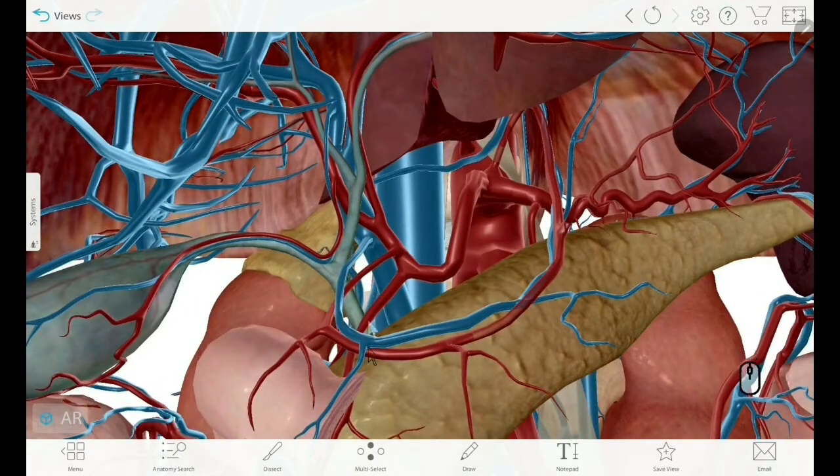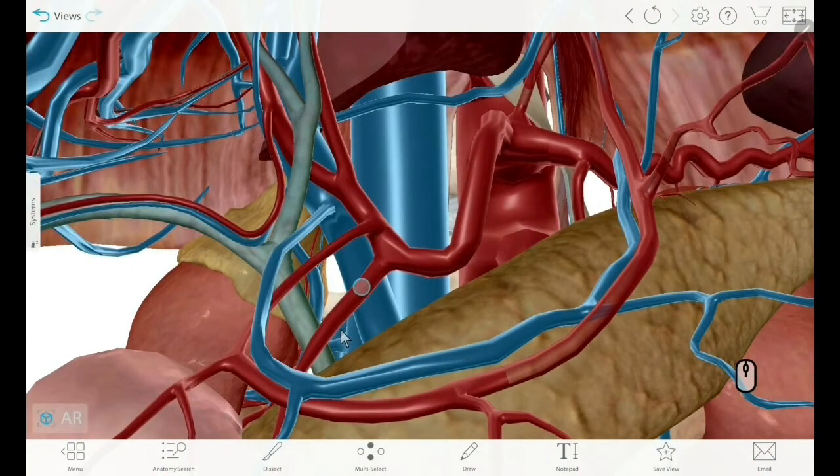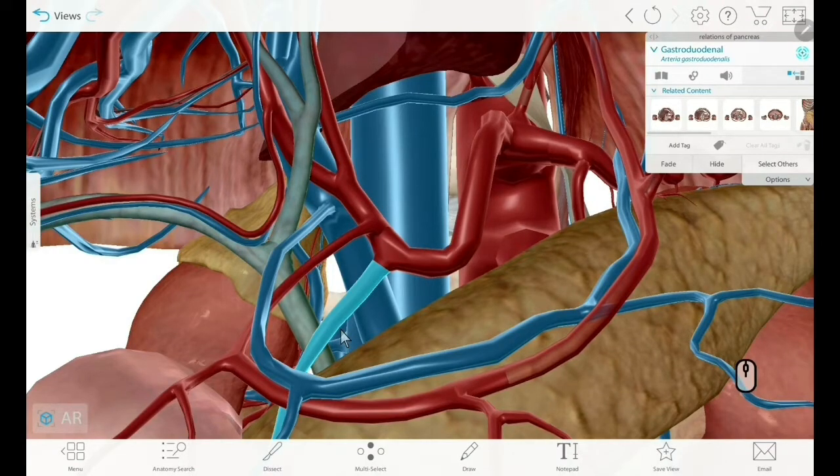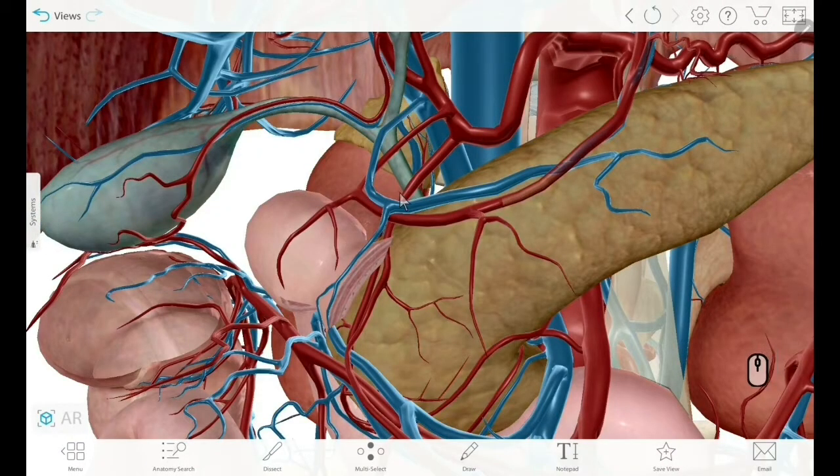One branch which is going towards the duodenal part and also supplying the antrum of the stomach. This is known as the gastroduodenal artery. So this here is the gastroduodenal artery.